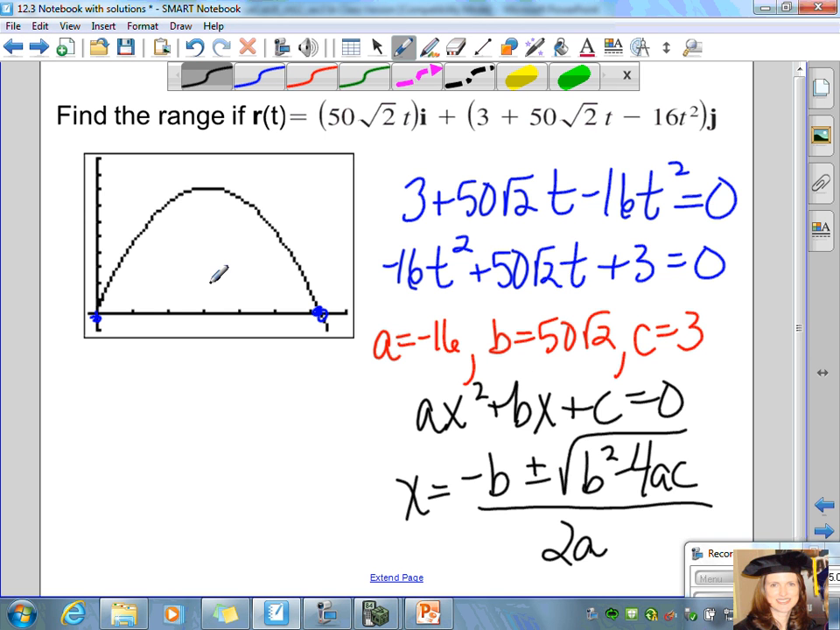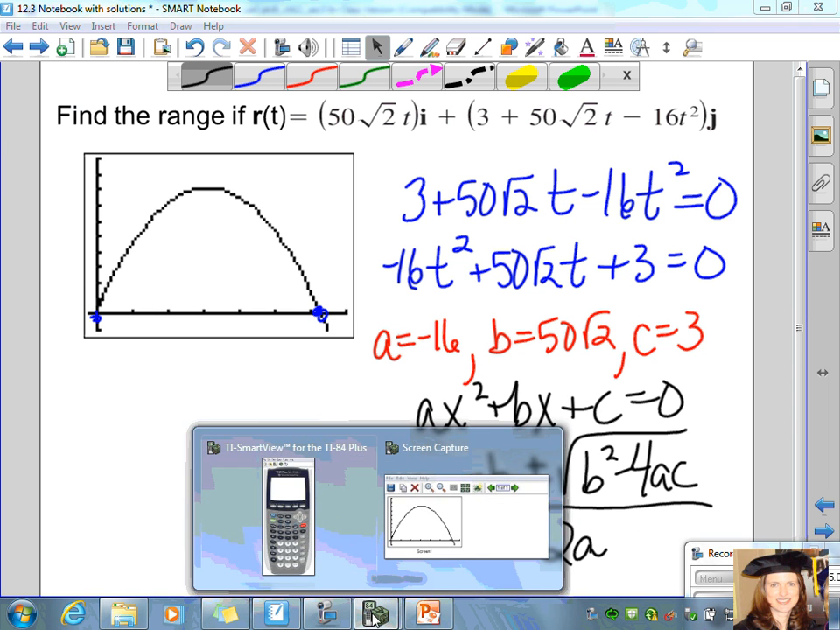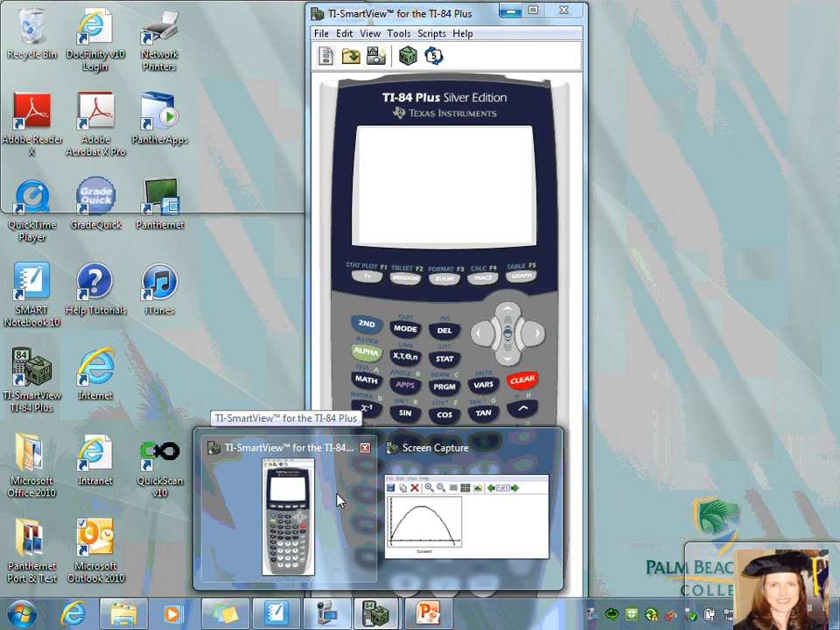Now, since you're taking this as a Calculus 3 student, you have used the quadratic formula many, many, many times. So I will show you how I would do this on a graphing calculator, which will just save us a little bit of time in our solution here.